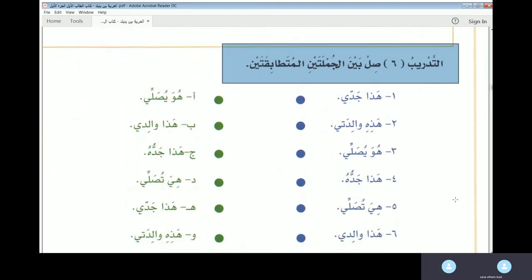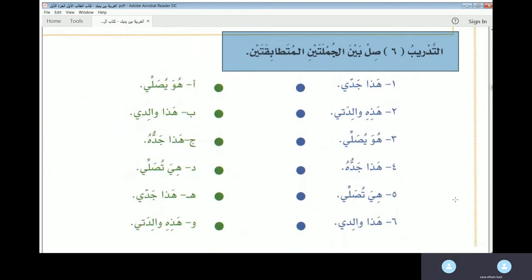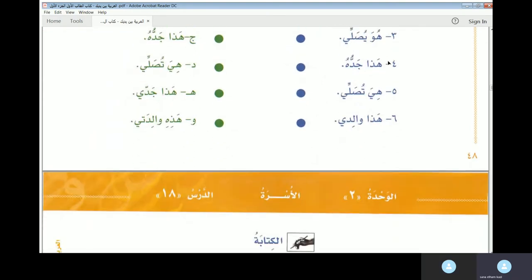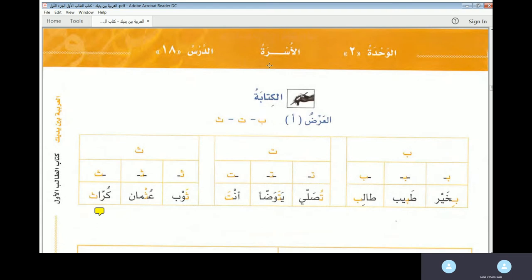At-tadribus sadis, the sixth exercise: sil baynal jumlatayn al-mutatabiqatayn. Connect between the two sentences with similar words. Okay, connect between the two similar sentences.